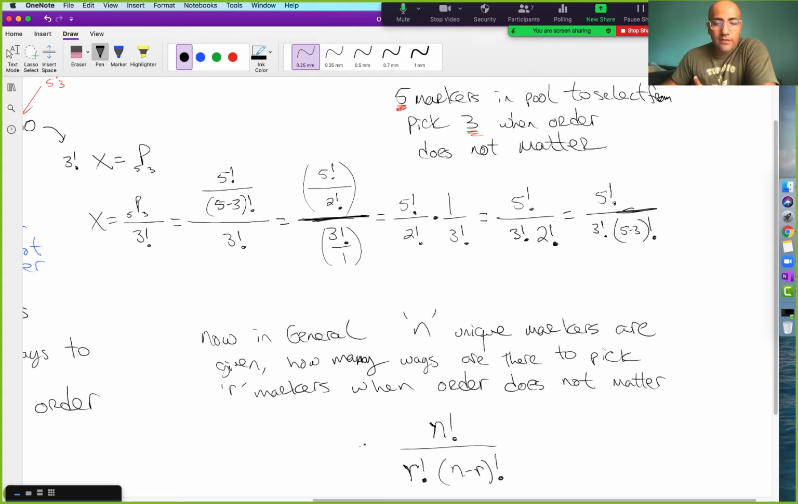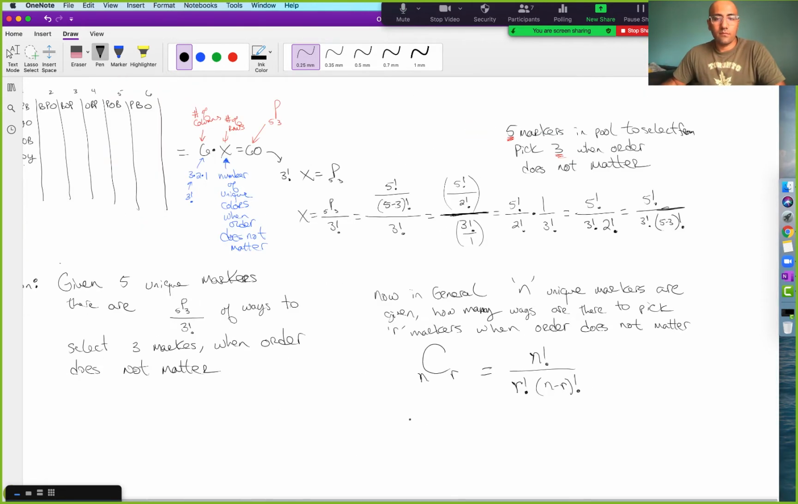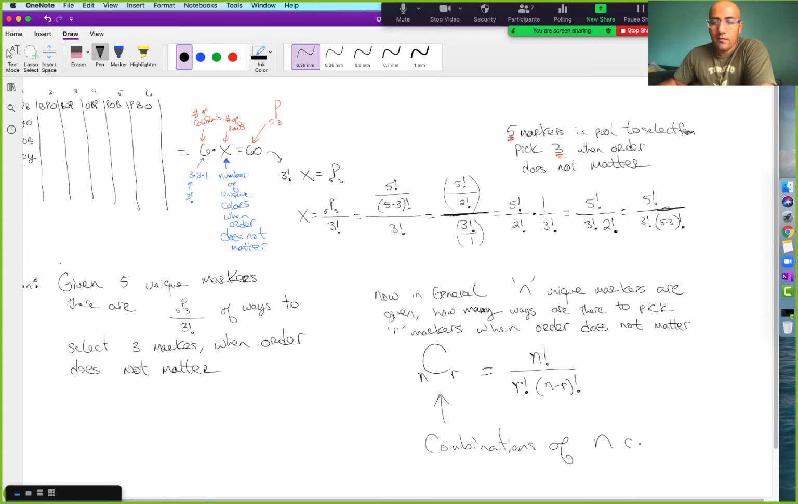Good. We call this combinations, so we like to use this giant C, and we put a little n there to say how many are in the pool to select from and how many you're choosing. So this is combinations of n choose r.